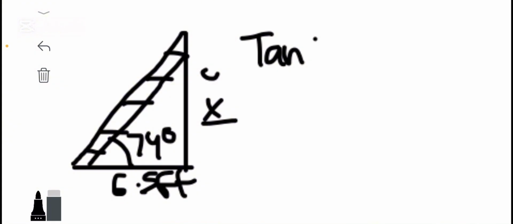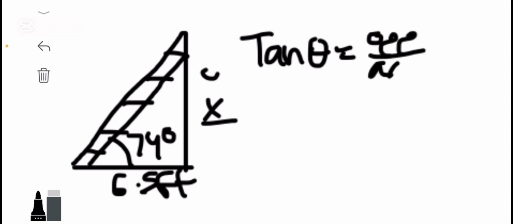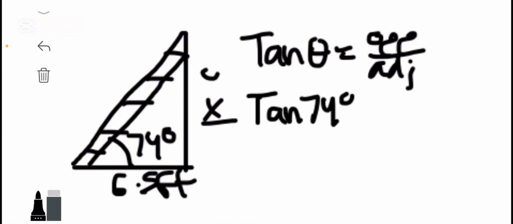So let's write down the formula. Tan theta equals opposite over adjacent. Let's plug in what we already know. So theta is 74 degrees, and then the opposite side will be x, and the adjacent will be 6.5.